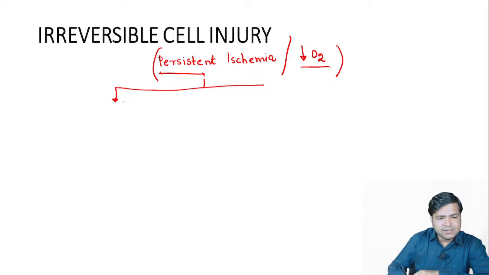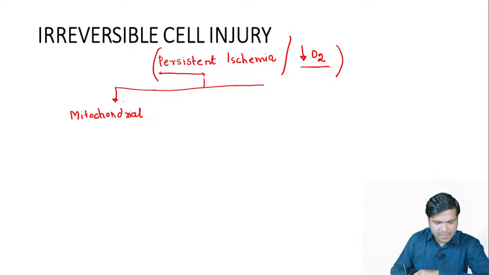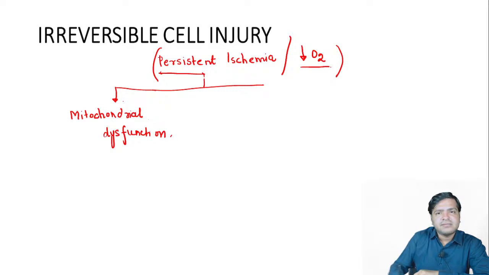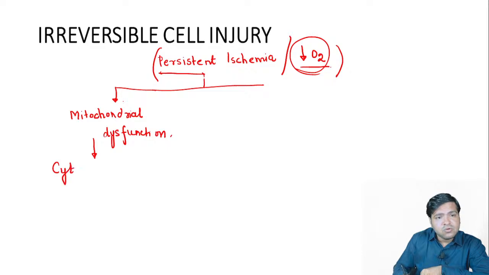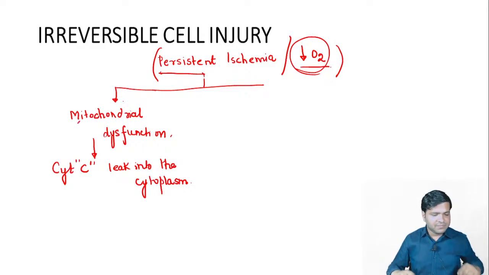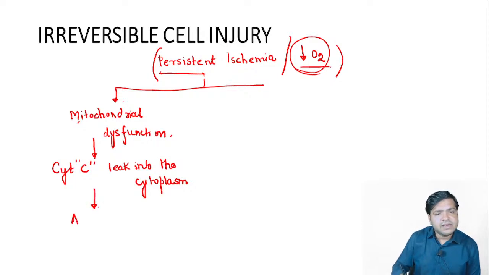And you already know it proceeds in two ways. The very first one, we already know, is mitochondrial dysfunction, which is due to a decrease in the levels of oxygen. Now it is persistent, for a chronic period. What will happen? The cytochrome C will leak from the mitochondria into the cytoplasm.